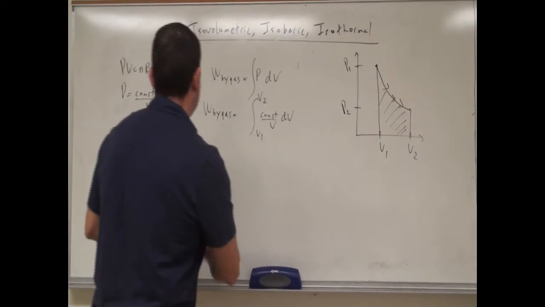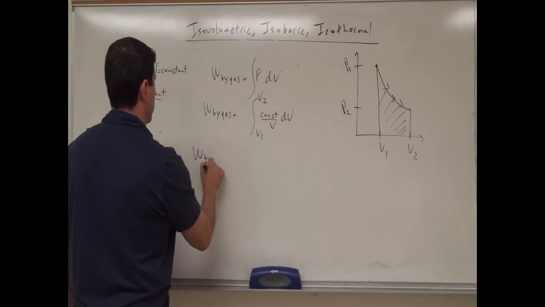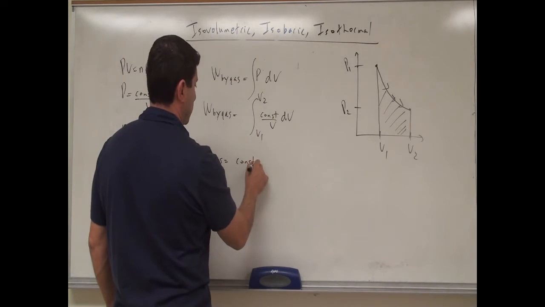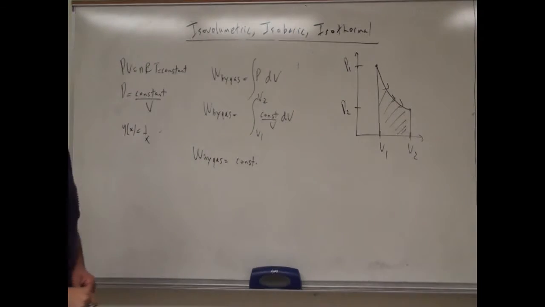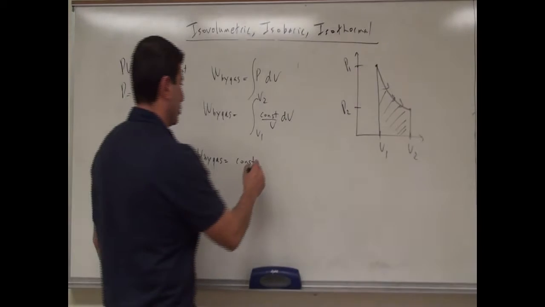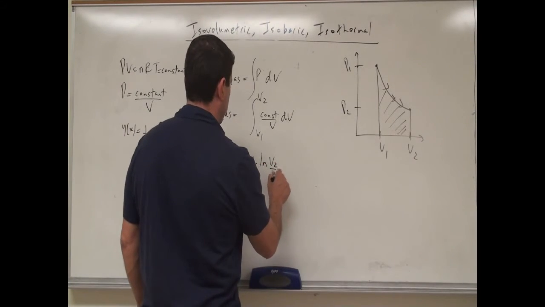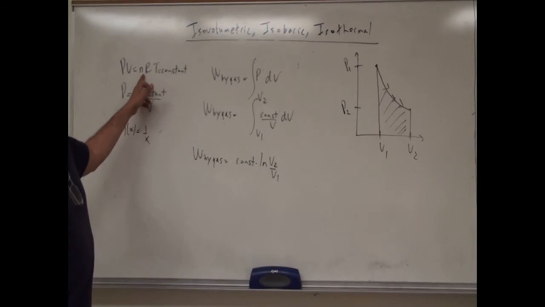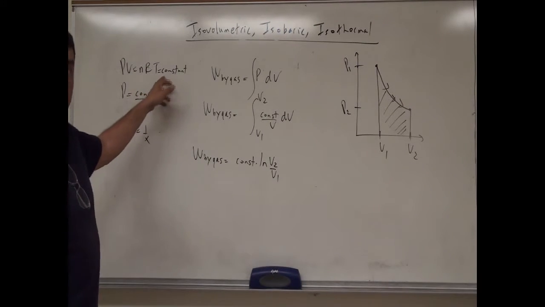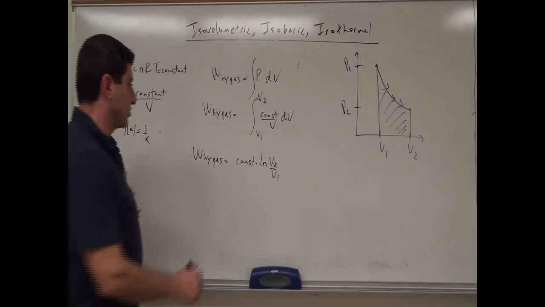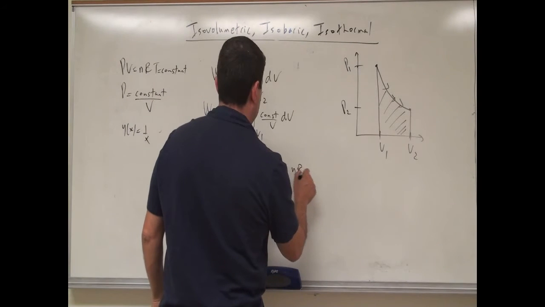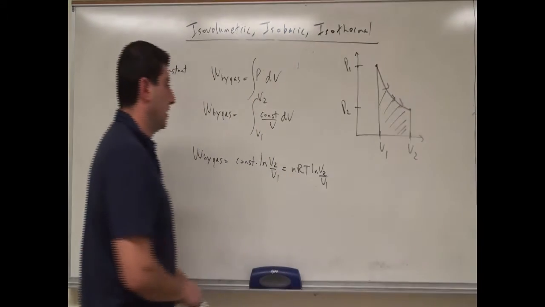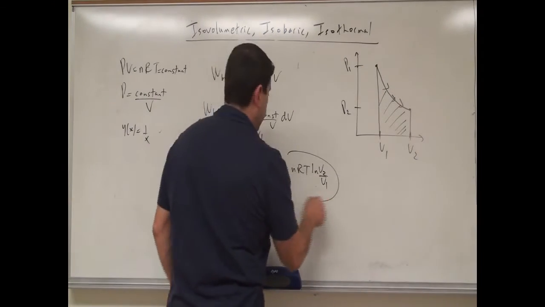And so work by gas is going to equal what? Whatever the constant is, what's the integral of dV over V? Well, that's ln of V, right? So ln of V2 over V1. And then what is the constant? The constant is nRT, the number of moles times the gas constant times the temperature, but the temperature is constant, right? So then you can say here nRT ln of V2 over V1, okay? That's going to be the work done by the gas.